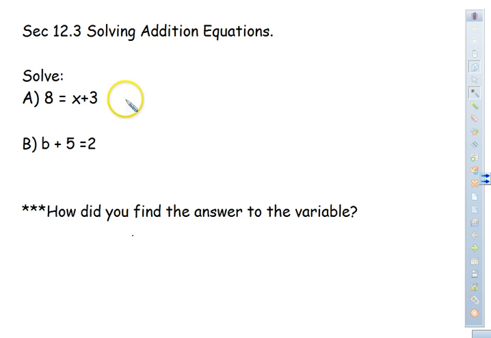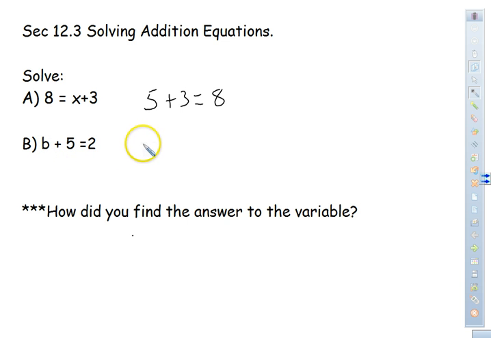Okay, I'm guessing that you got the answer of 5, because 5 plus 3 equals 8. Go ahead and do letter B. And again, I would assume that you ended up getting what plus 5 will equal 2. That's the question. What plus 5 will equal 2?